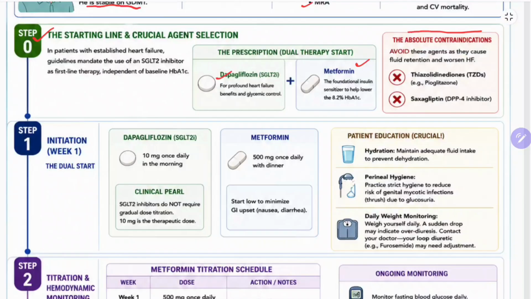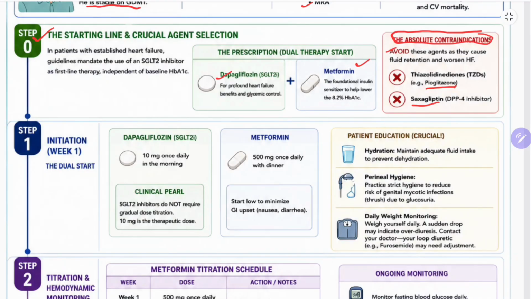You should remember which drugs are absolutely contraindicated in patients with heart failure. So avoid drugs which cause fluid retention and worsen heart failure. There are two drugs: thiazolidinediones like pioglitazone, and among DPP4 inhibitors, not all, only one, that is saxagliptin. So pioglitazone and saxagliptin should not be given to patients with CKD, because in CKD there is also a water volume overload state. So in this case, saxagliptin and pioglitazone are absolutely contraindicated.